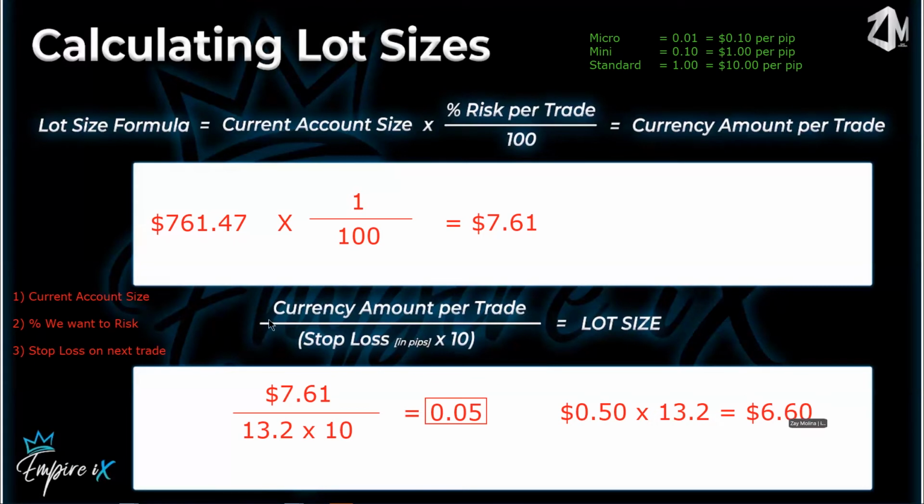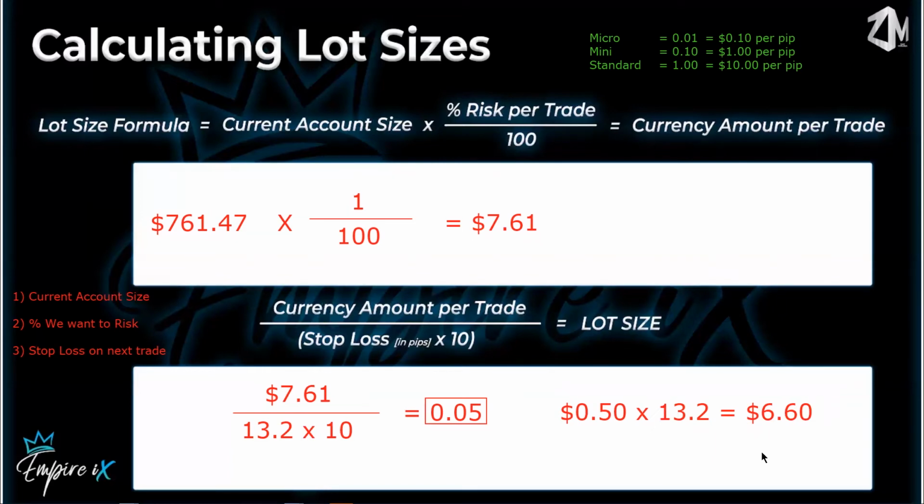And the reason for this is because when we calculate this and we get 0.0576, we want to round down to the nearest lot size. So again, 0.0576 would round down to 0.05. And this is going to give us just a little bit less than 1% risk, right? We would rather risk a little bit less than 1% than more than 1%.